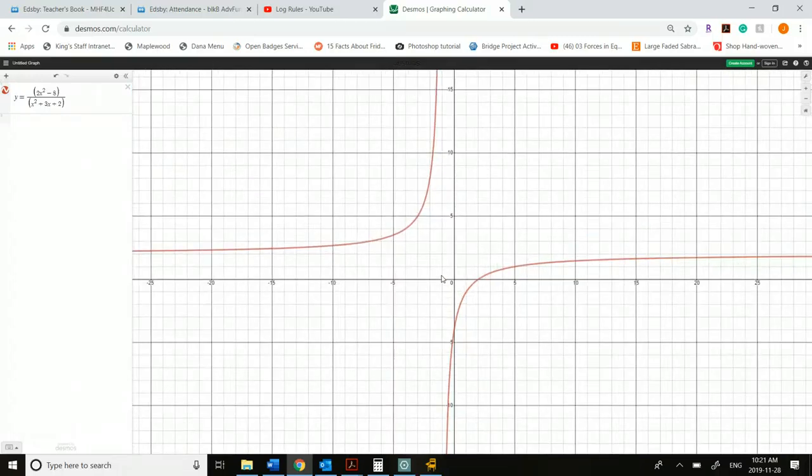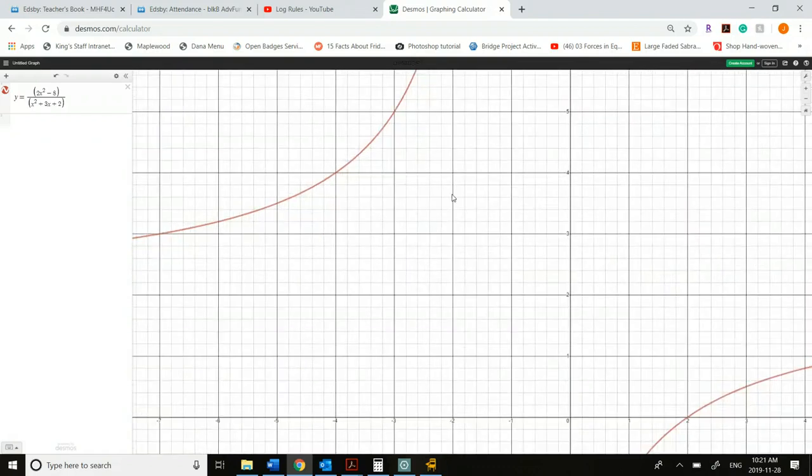What do you guys notice? This is -1 right here. What do you guys notice about the area where x is equal to -1? What do we have? Jonathan? It's an asymptote. Now, -2 is right about here.